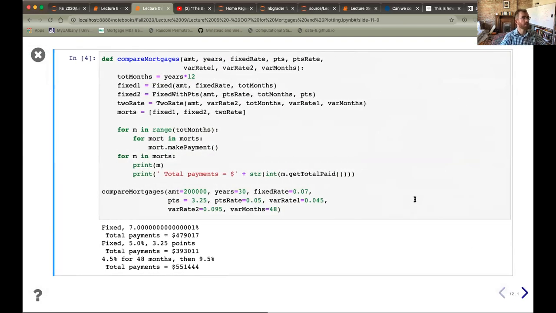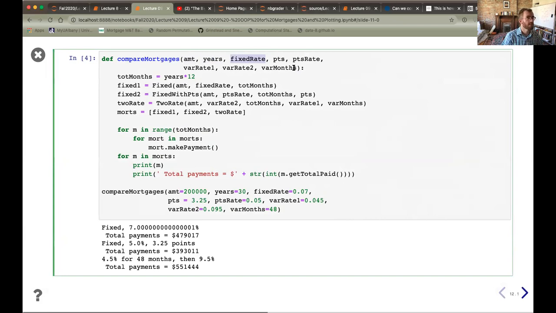Okay, so once we've specified these 3 different classes of mortgages, we want to go ahead and compare them. And what are our arguments for the compare mortgages function? Well, we're going to look at the loan amount, the number of years. We can do a fixed rate with points, a points rate, and then we can also do a variable rate 1, variable rate 2 with a variable number of months.